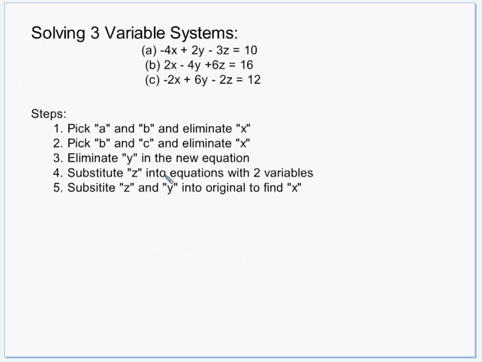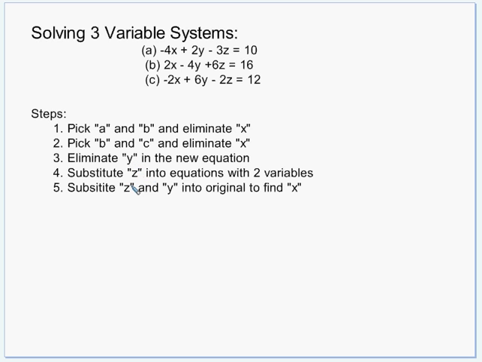Now we also have 3 variable systems. These ones, as long as you have an x, y, and z in every single equation, follow these steps, because if you try doing your own thing sometimes, you're going to start doing these circles over and over again. So what you want to do is pick the first 2, and we're going to eliminate the x. Then pick the bottom 2 and eliminate the x. Then we're going to have these 2 variable equations that we're going to go ahead and eliminate the y. Once we eliminate the y, we're going to have z equals some number.